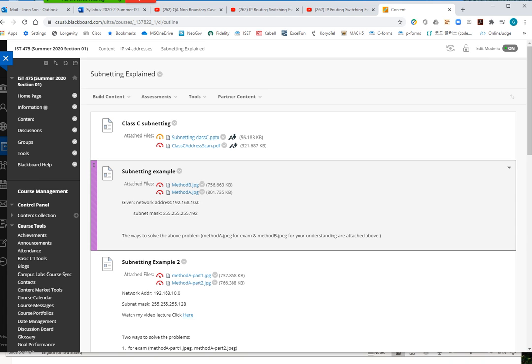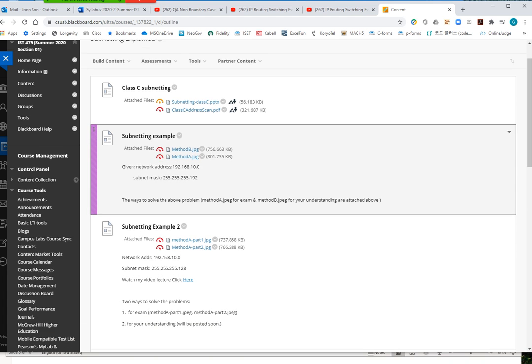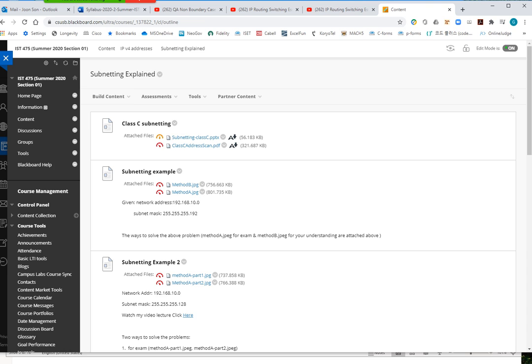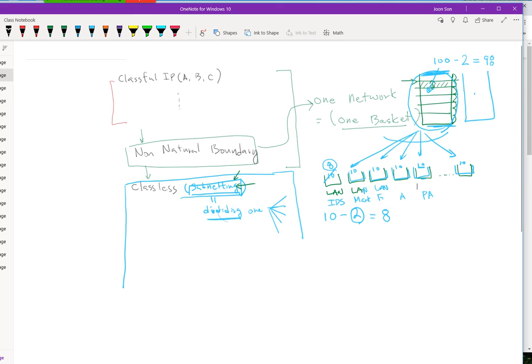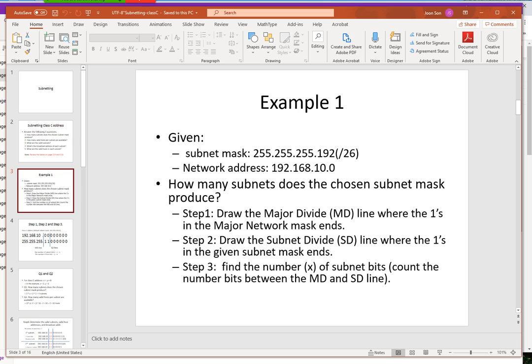Okay, so when you look at this, the subnetting example, right? And I'm going to basically talk about this example, okay? So basically, you learn by example, okay? Instead of me explaining everything, I'm gonna use the approach called learn by example, right?